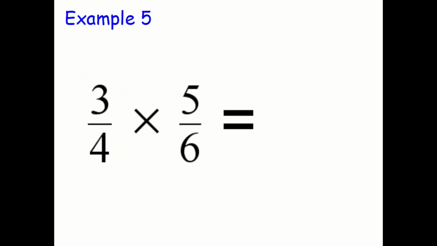So let's look at a different example. We know the rule now is multiply the numerators, so 3 multiplied by 5 is 15, and multiply the denominators. 4 multiplied by 6 is 24. And if you're asked for your answer in its simplest form, you should simplify through by the highest common factor, which in this case is 3, and you'd get 5/8.